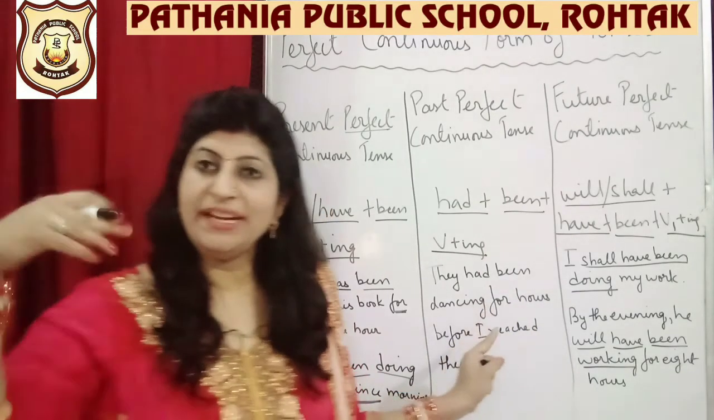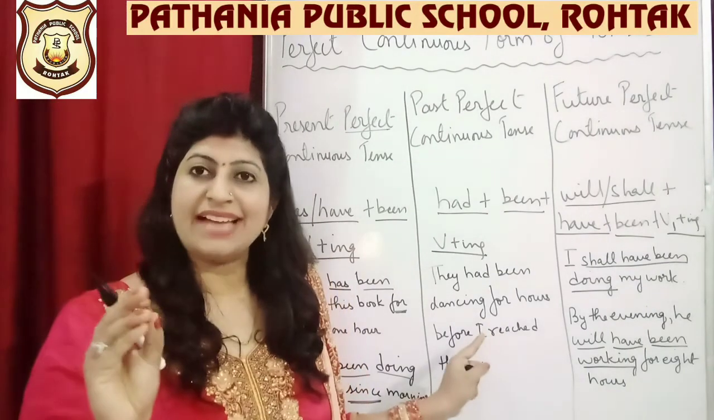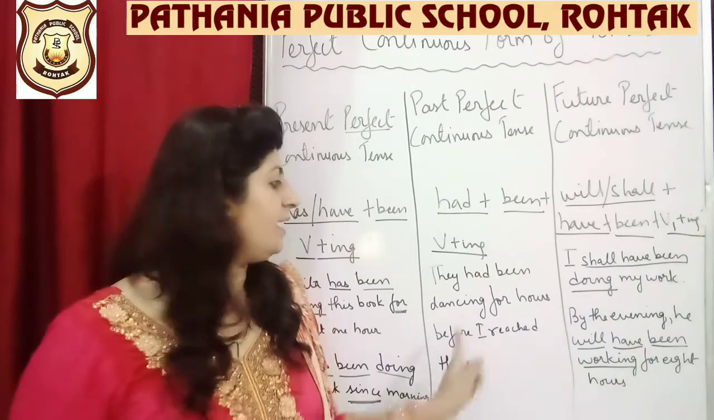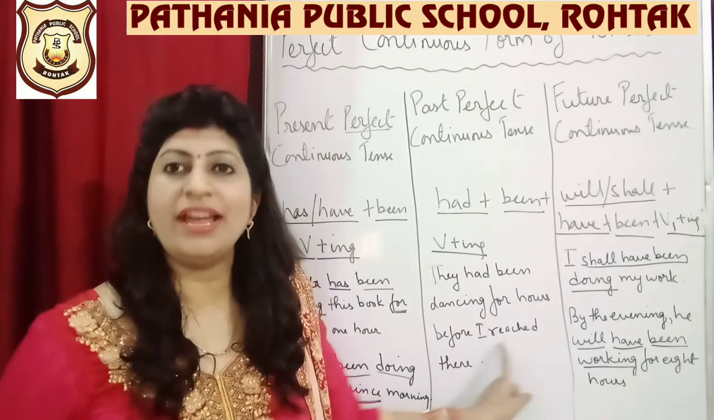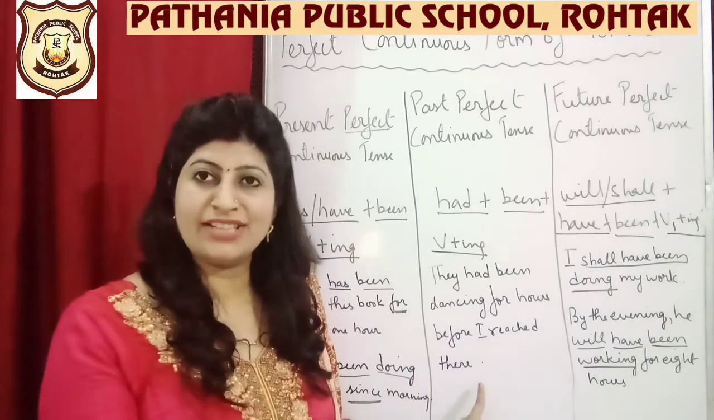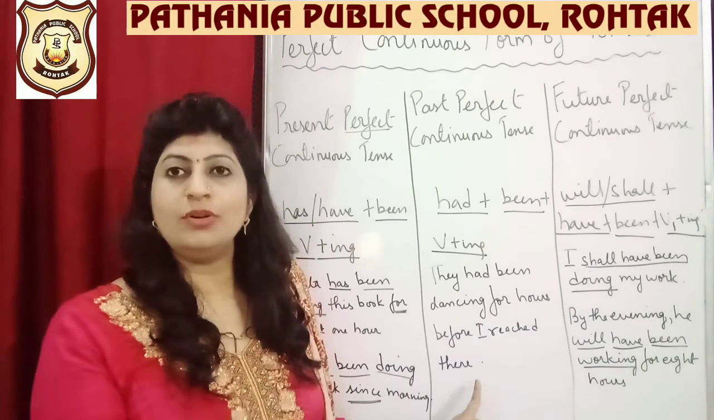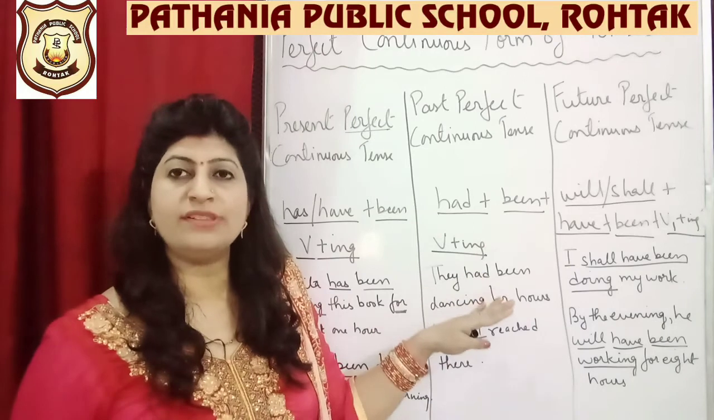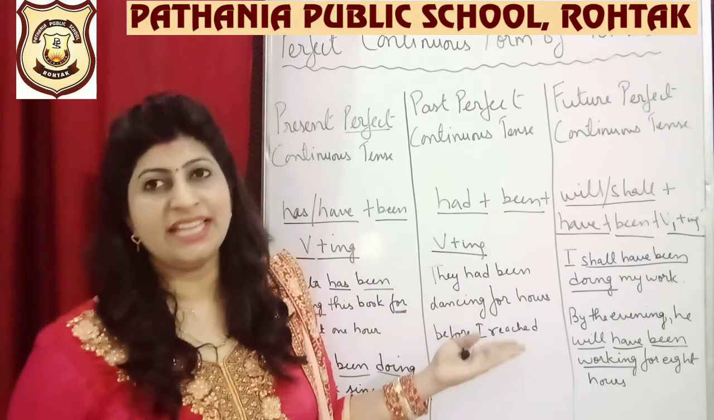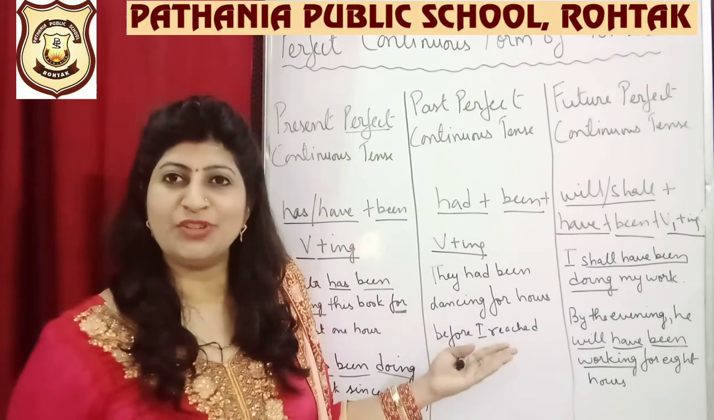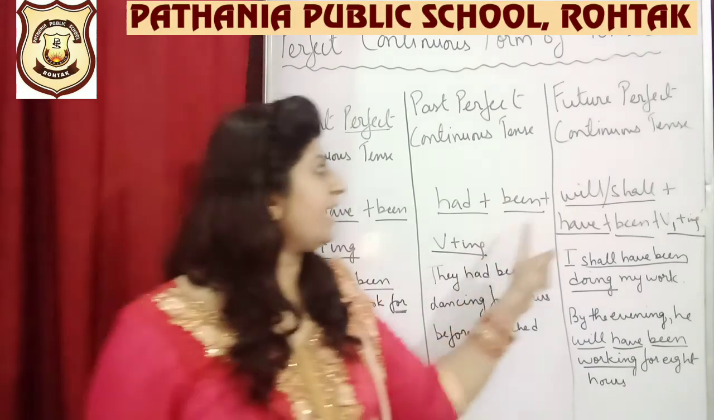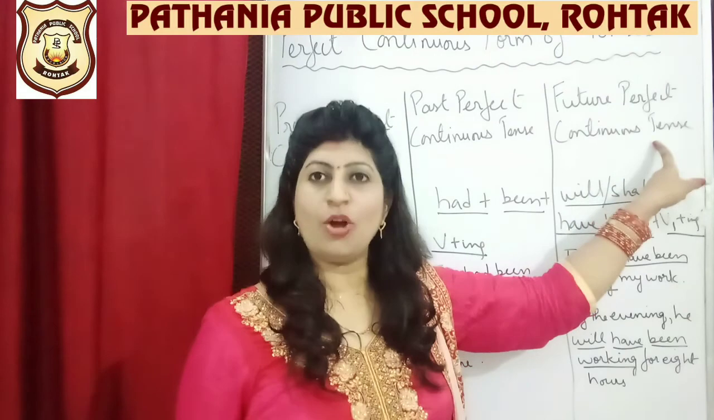So they had been dancing for hours. This action was completed in the past. It was continuing for some time. The next action is before I reached there. So when the next action was going on, before that this action had already been continued for some time and completed. Maybe they danced for 2 hours, maybe they danced for 3 hours, but before I reached they had finished that work. Next, future perfect continuous.